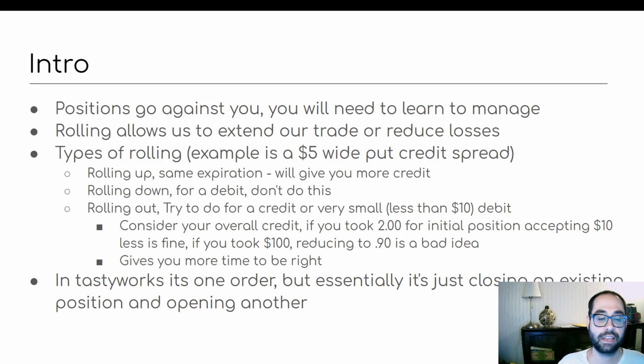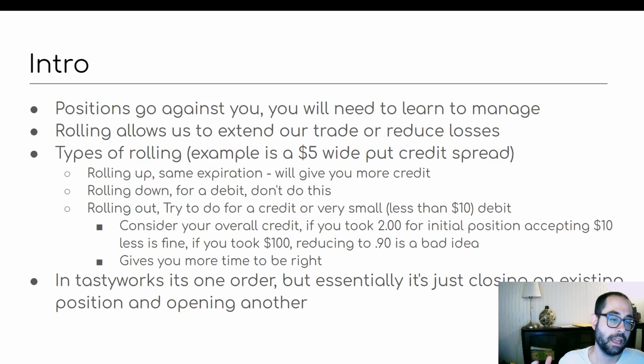You don't always get the opportunity to roll for a credit. There's a lot of variables involved with everything with options. So that might be just because IV is higher at the moment than when you initially opened it, and that's one way that you can collect more premium by rolling it out. Okay, and so obviously I said rolling it out gives you more time to be right.